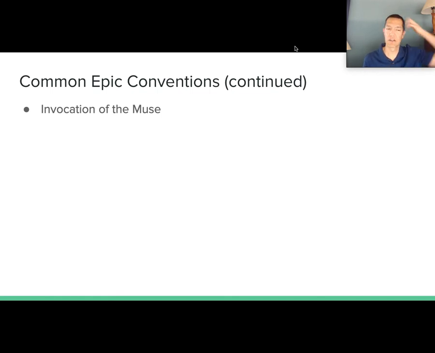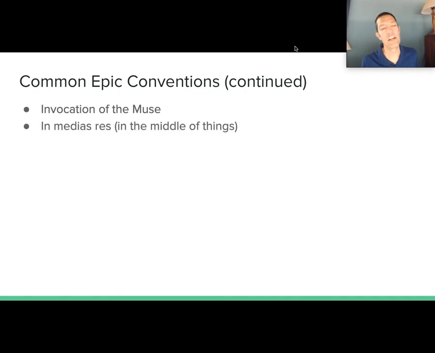That's how every epic has to start: with the invocation of the muse. And it always has to start in medias res. We talked about this before: in the middle of things. You don't start at the beginning, that's boring. You've got to start in the middle of the action. Things are already happening, right? And then you flash back and talk about the other things later.